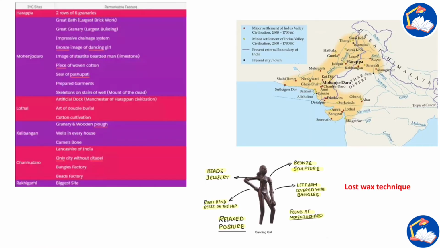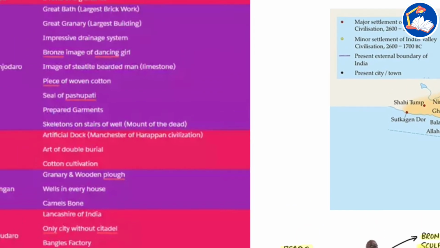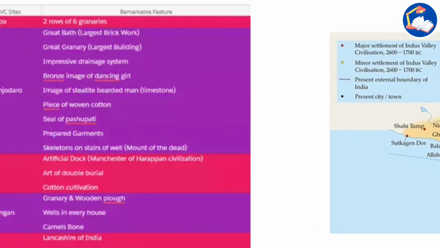Now we come to the important areas and the remarkable features of the sites. In Harappa, we have 2 rows of 6 granaries. The Great Bath was there, the largest brickwork, and the great granary. An impressive drainage system was there in Harappa. A bronze image of a dancing girl was also found from Harappa.